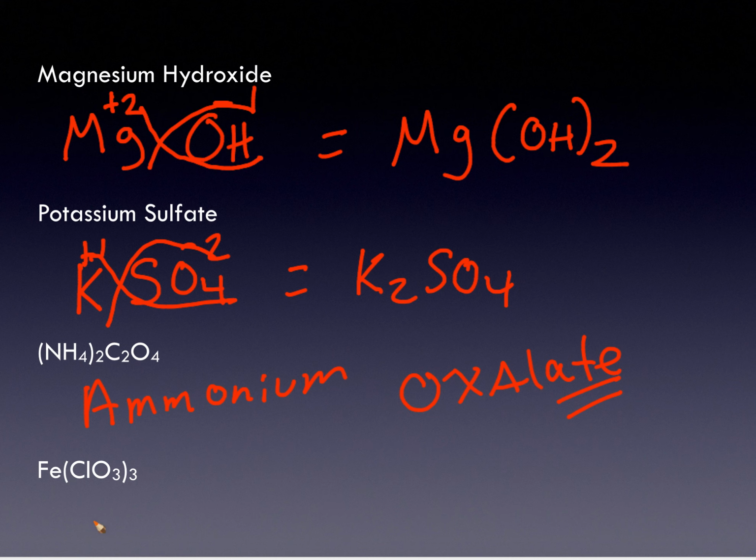And the last one, we need to look here because I see Fe. And I know Fe is a transition metal. So I might have to include that charge in Roman numerals in parentheses. So if I look at ClO3, I know it has a charge of -1 because the 1 is understood. But I have a +3 here that represents the iron. So I'll have iron(III) chlorate.